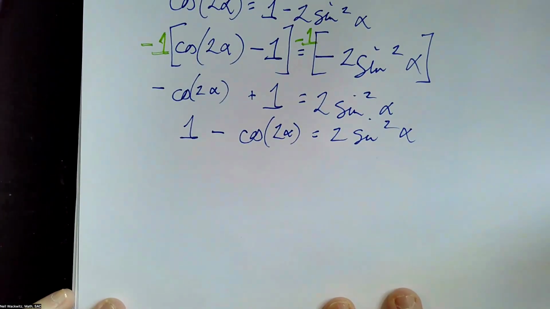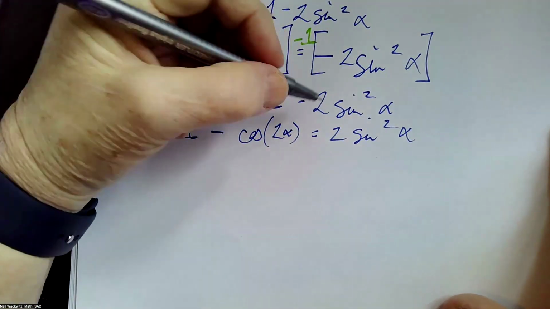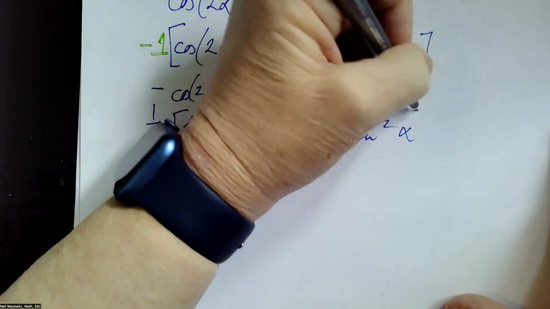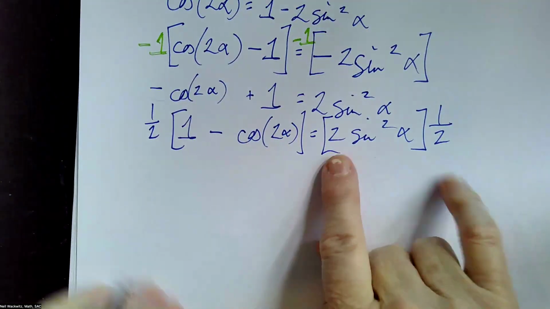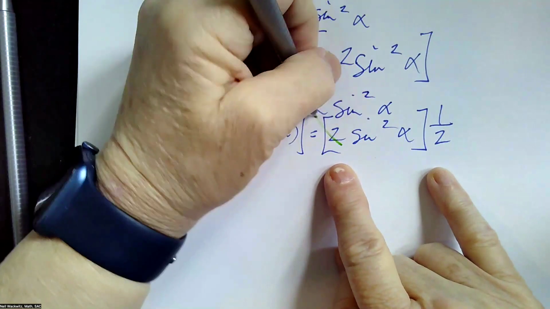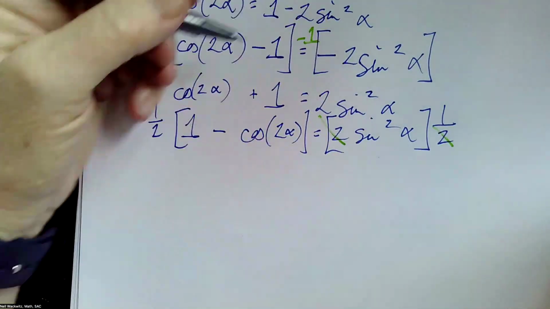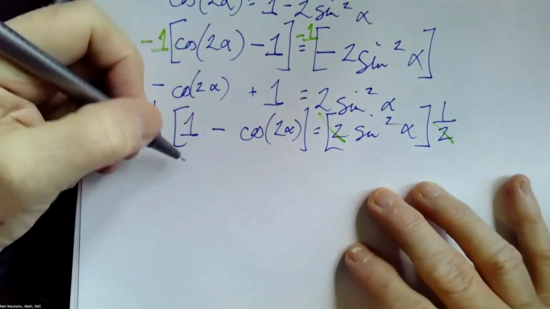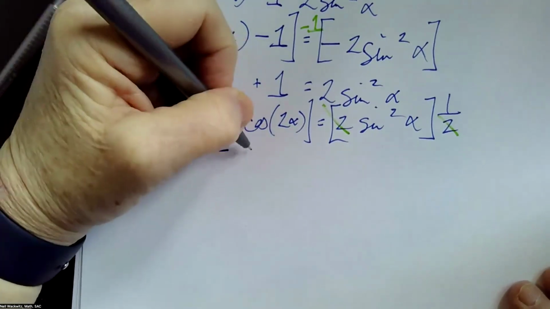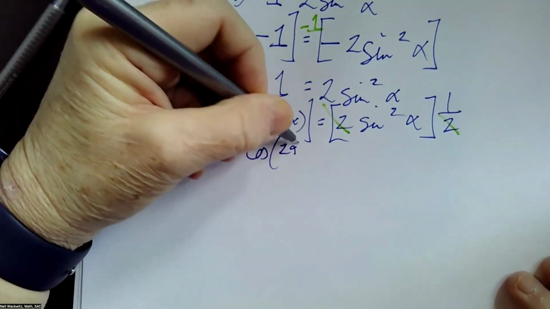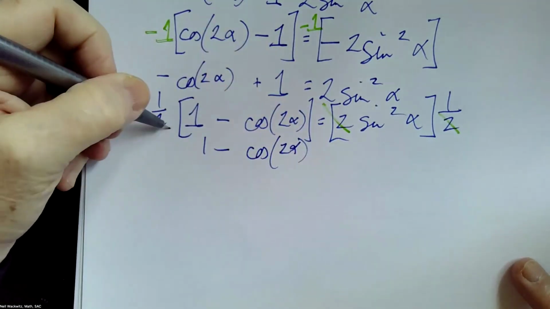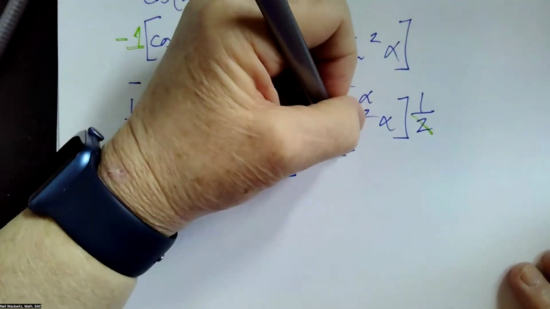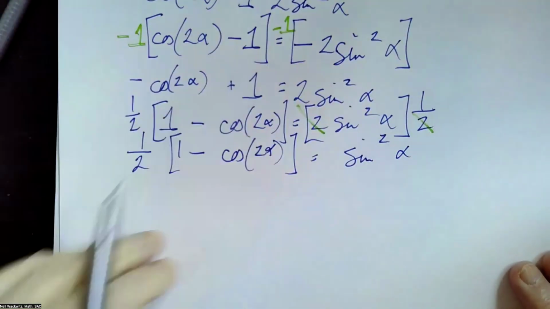And now we're going to do the same thing. We're going to multiply both sides by 1/2 to get rid of the factor of 2 that was on the right. And now we've got 1 minus cosine 2 alpha times 1/2 is equal to the sine squared of alpha.